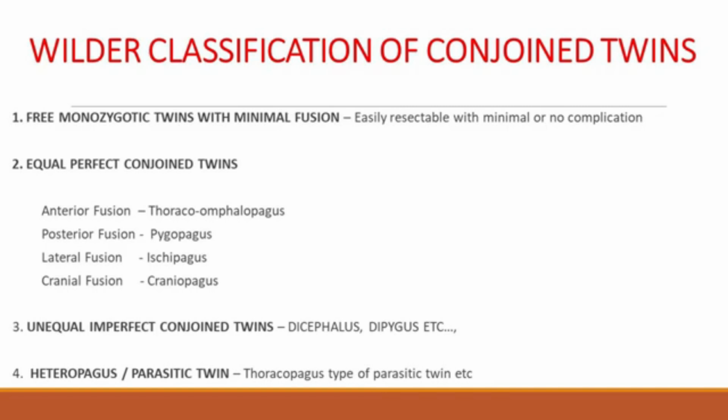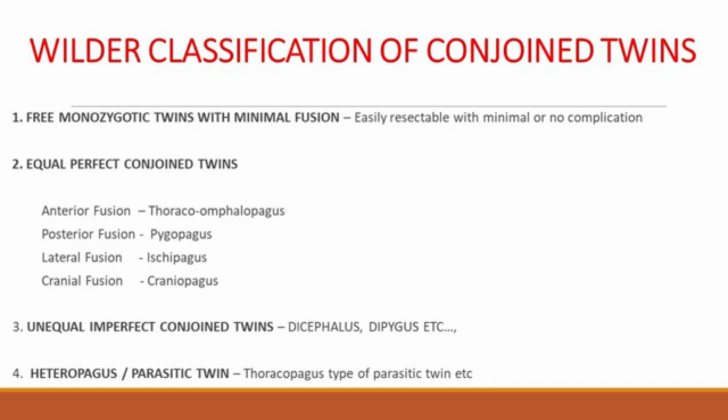The second one is the posterior fusion, which comes to 18 to 25% of the conjoined twins. The most common portion is called as pygopagus, which is joined at the buttocks. Third one, the lateral fusion, which comes to 6 to 10%. The most common portion is called as ischiopagus, which is joined at the ischium. The fourth one is the cranial or facial fusion, which is called as craniopagus or cephalopagus, which comes to 3 to 5% of incidence.